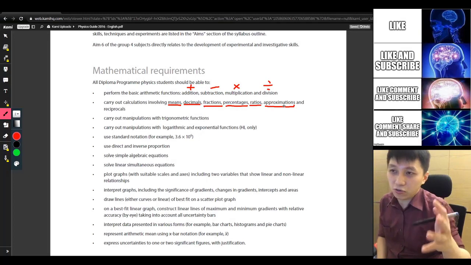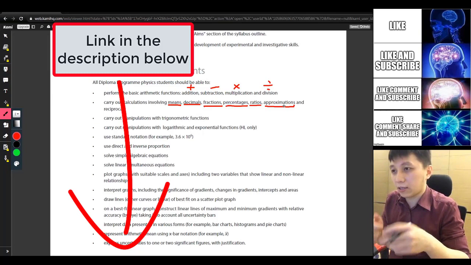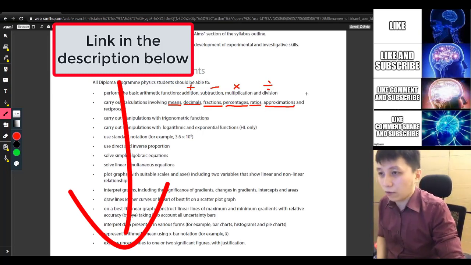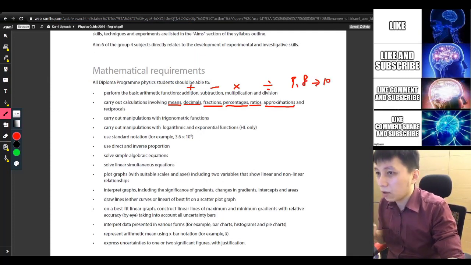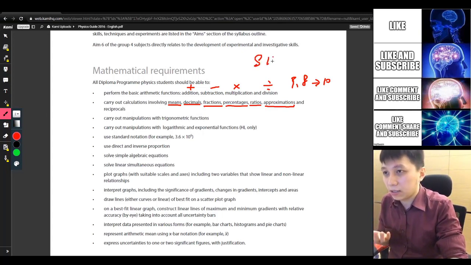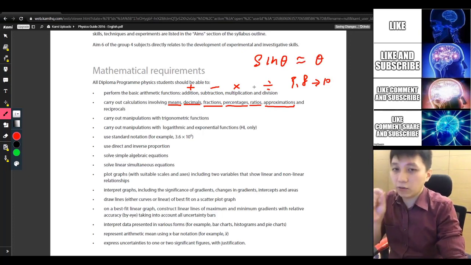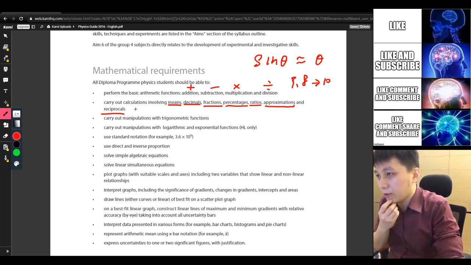So in case you don't exactly know it, I will put the link in the description below, right? That's something that we will talk about in chapter 1. So things like you may be rounding up a number from 9.8 to 10 for some sort of estimation. And also maybe we talk about small angle approximation, where sine theta will be close to theta in radian when the angle is small enough, like within 5 degrees. So this is also approximation as well. Reciprocal means like inverse, basically, very simple.